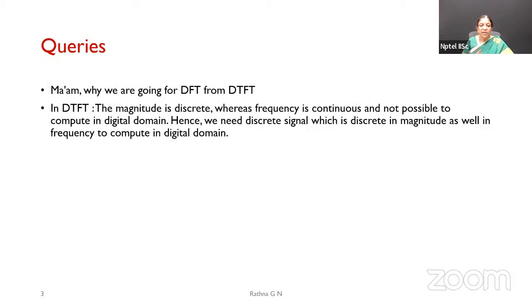The second query I have received is, Madam, why are we going for DFT from DTFT? As we know, DTFT is discrete in time, whereas it is continuous in frequency. That is the reason it is not possible for us to implement it in hardware. We have to have discrete values in both the time and frequency domains, so both have to be completely in the digital domain. Hence we move on to the discrete Fourier transform.